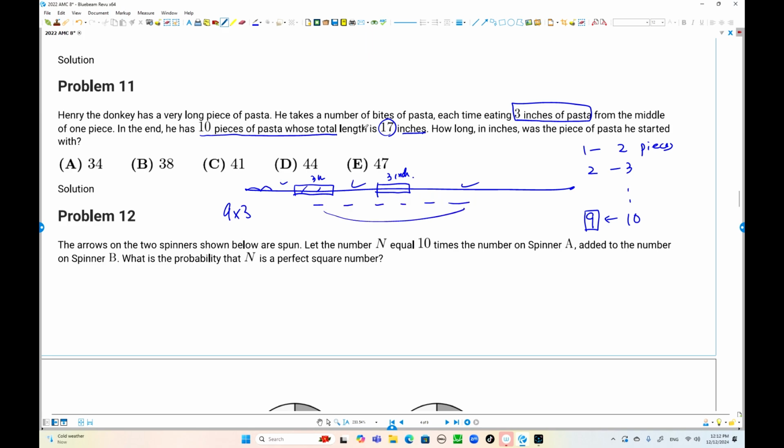Altogether the length is 17, right? So 27 plus 17 is the total length of the pasta. So 27 plus 17 is what? 44 is the answer, okay?